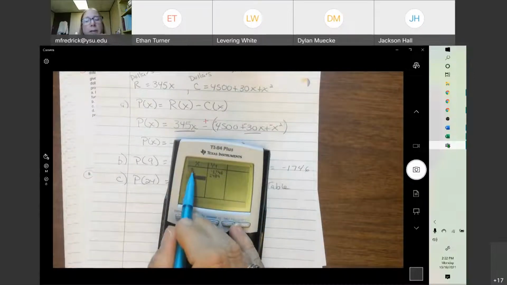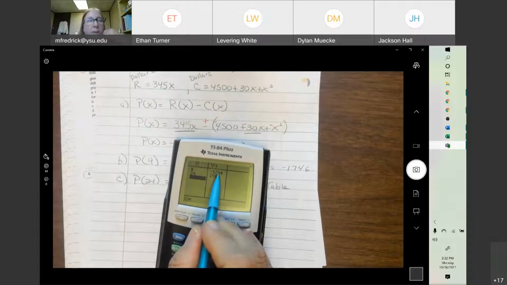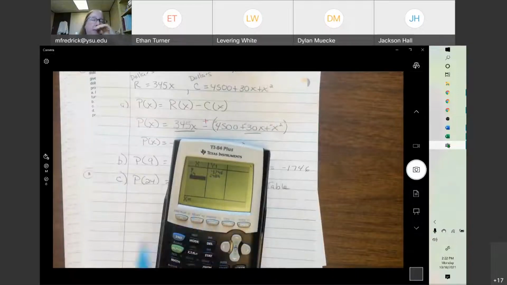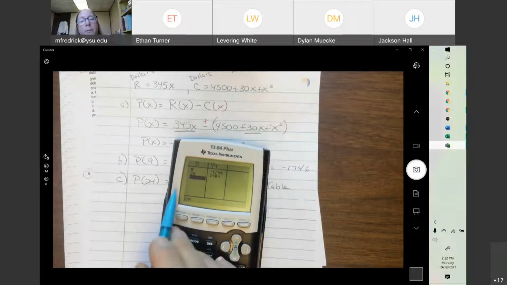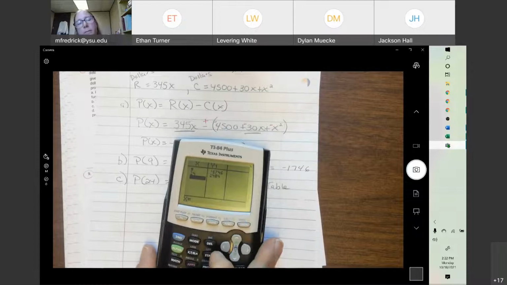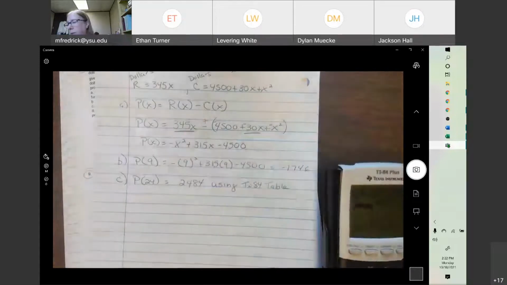Now notice when we plug in 9, we have a negative value. Well, that's because we haven't broken even yet. So we haven't sold enough to cover all our cost. But at the 24 we have. Any questions on that?